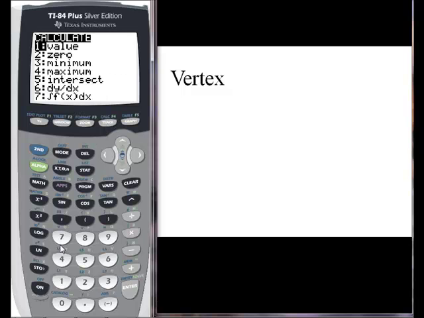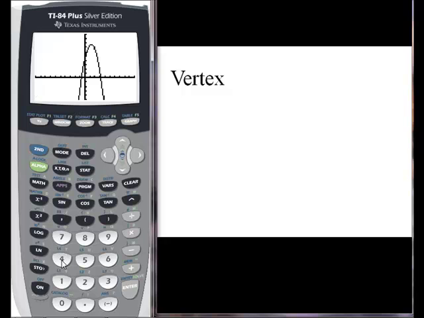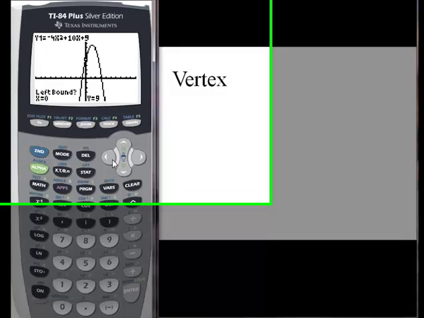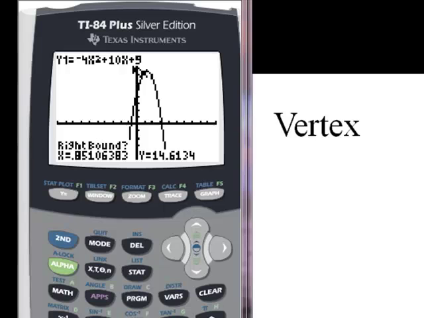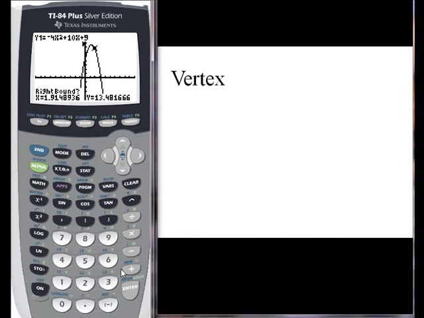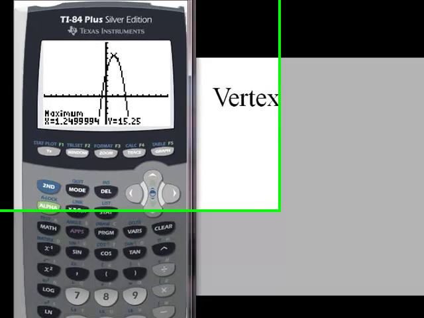Maximum is number 4, and we're going to give it a left bound. You can see the cursor there is already on the left, and now a right bound. So we need to move our cursor to the right, somewhere to the right of that point. Now you can see we're over to the right. Hit enter, and when it says guess, hit enter again.